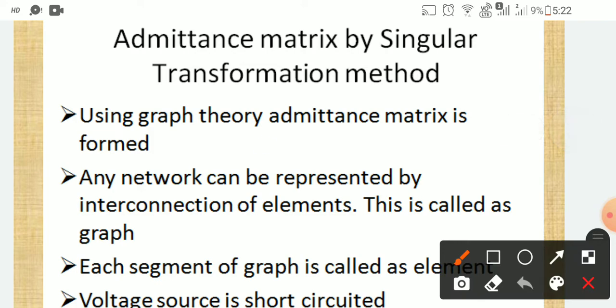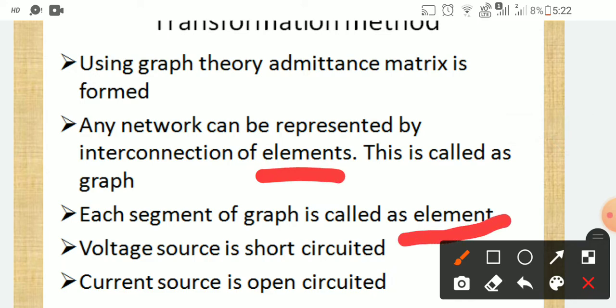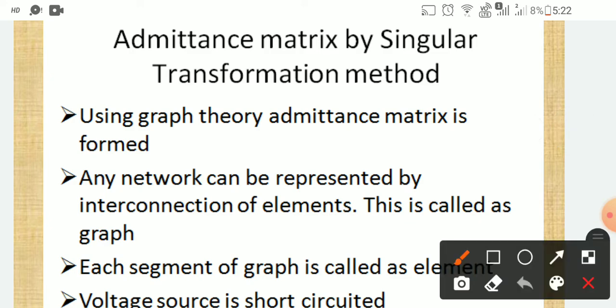So here the graph theory admittance matrix is formed. Any network can be represented by interconnections of elements, which is called a graph. Each segment of a graph is called an element. A voltage source has to be short circuited and a current source has to be open circuited. So this is the admittance matrix, which is followed by the singular transformation method.